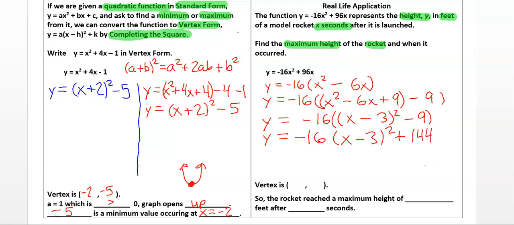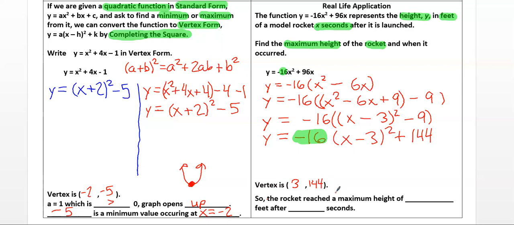There are a couple of things to check out here. First that I find interesting is, remember how I said a is the only thing in a quadratic that all of the forms, standard and vertex and intercept, they all have in common. That a chases you around everywhere. The next thing to notice is, look again how easy it is to find that vertex. It's at positive 3 and then 144.